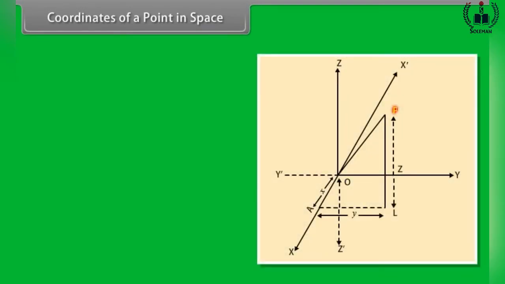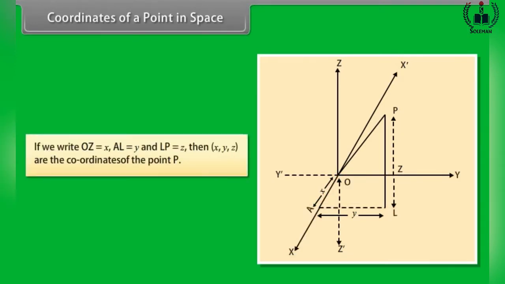Coordinates of a point in space. Let P be any point in space. Through P, draw perpendicular PL on XY plane meeting this plane at L. Through L, draw a line LA parallel to OY, cutting OX in A. If we write OA is equal to X, AL is equal to Y, and LP is equal to Z, then X, Y, Z are the coordinates of the point P.